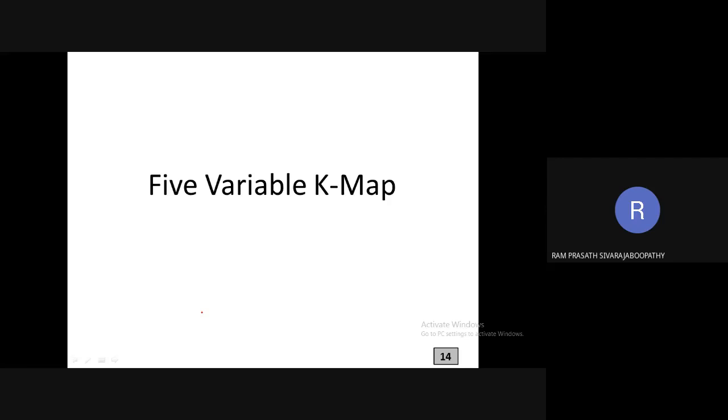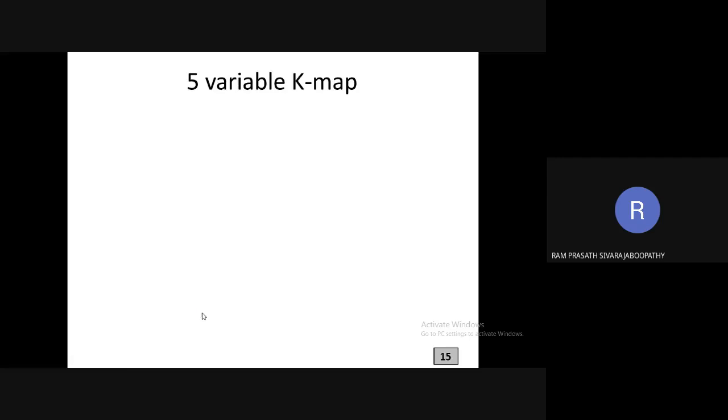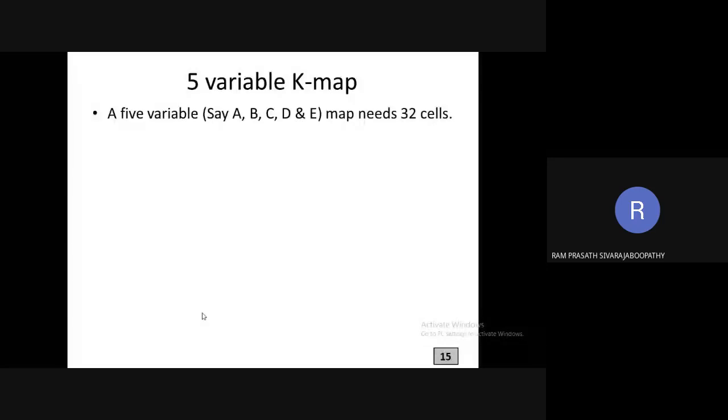Fine. So now we will go with 5 variable K-map. How the 5 variable K-map is drawn, we will discuss. When we say 5 variable, we are considering A, B, C, D, E. I have already shown this in the slide. How many cells are possible? How many cells do we have to draw for this K-map? 32. Very good. 2 to the power 5 is 32. Fine. How are we going to draw it?